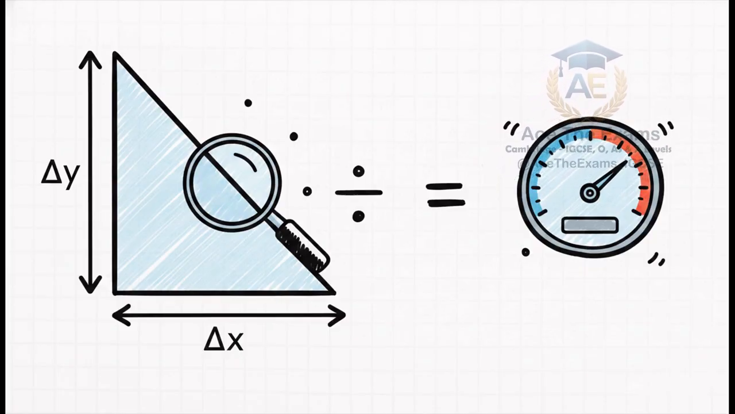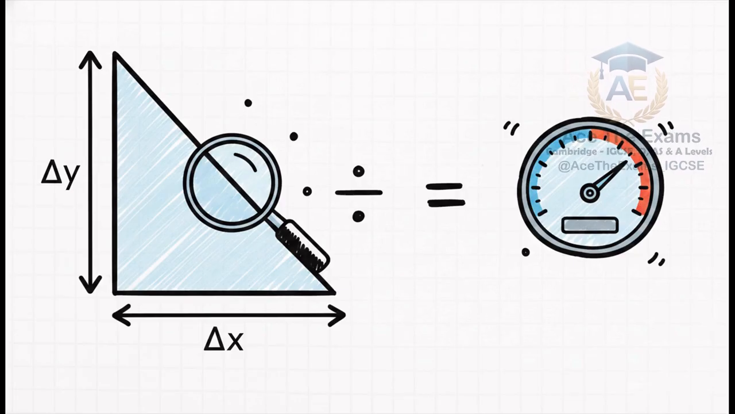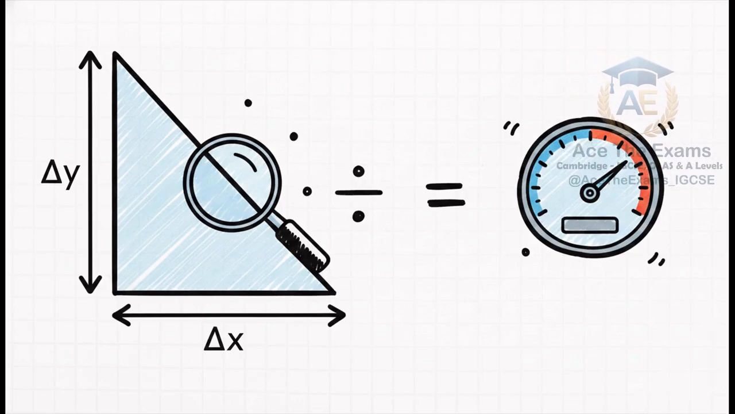Top students structure their answers by explicitly stating this point, providing the evidence from the axes, explaining the division, and linking it back to the required units. If the command word is calculate, they want to see this exact division happening on your paper.